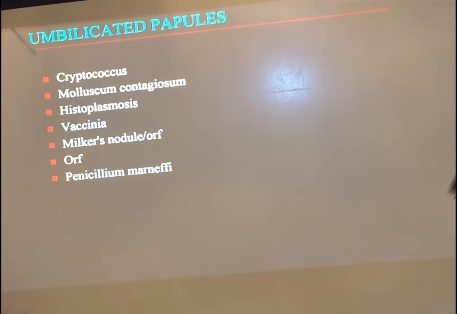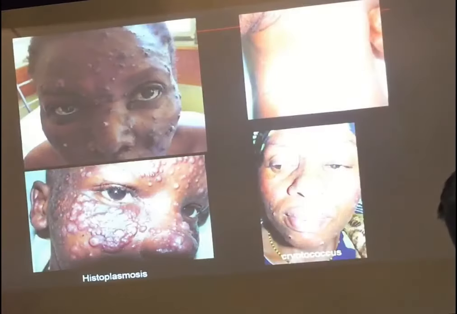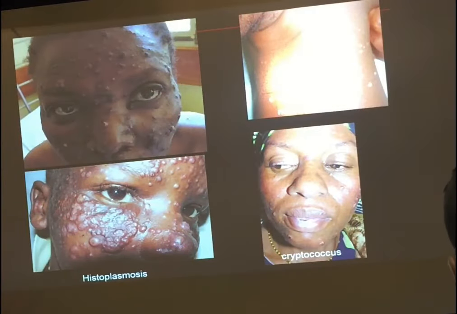This you will see in dermatology clinics in the tropics: umbilicated papules, so papules that have a central dell. So molluscum contagiosum, histoplasmosis, Penicillium marneffei, and cryptococcosis. These are the top things to remember with umbilicated papules, especially in the setting of HIV. You can see disseminated cryptococcosis pretty commonly. These are all umbilicated papules.